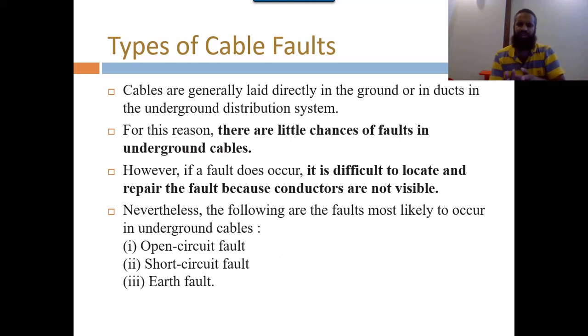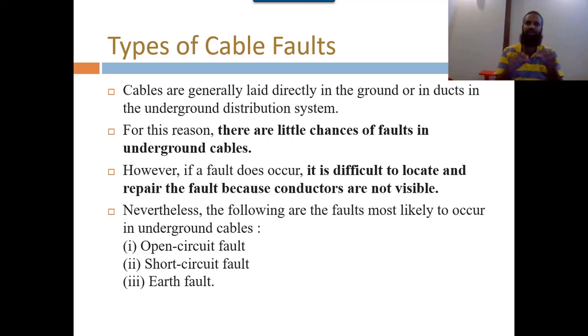There is very rare or little chance of a fault in that system, but due to mishandling, or when the roads or the system are under construction, there may be a chance that the wire may be cut, or some kind of fault may occur. So there are three types of fault which may occur in the transmission line.